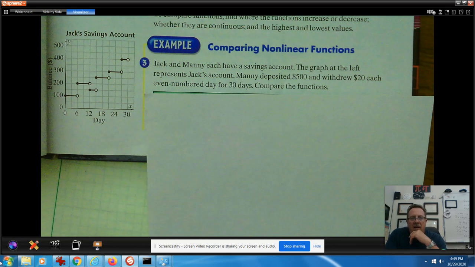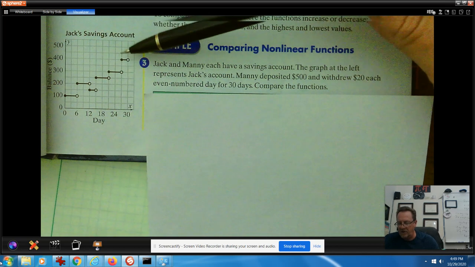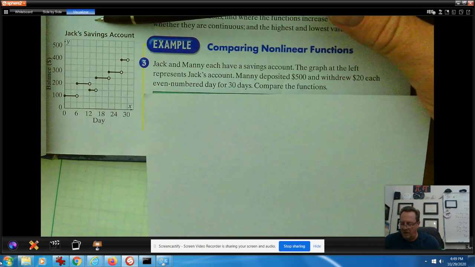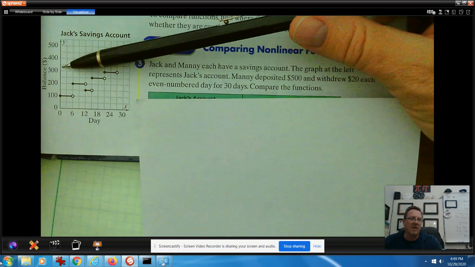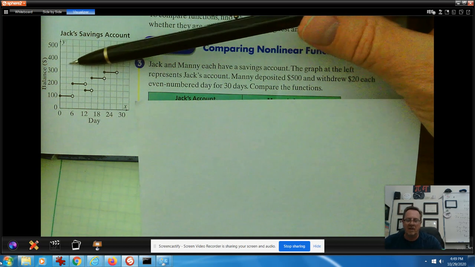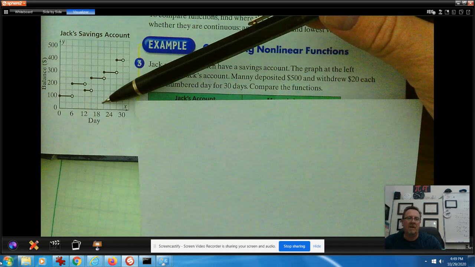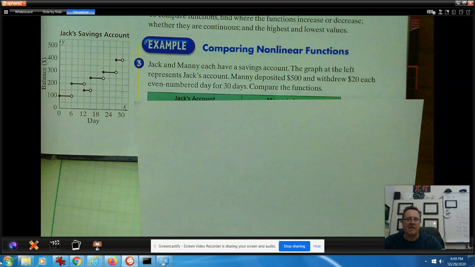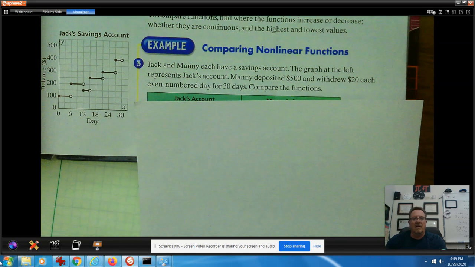to compare the functions. I'm going to look at this table and try to figure out what's going on with Jack's savings account. Hopefully you can see that over on the left side is the balance of his savings account, and across the bottom it's talking about the number of days. It looks to me like they've probably put all 31 possible days in a month on the bottom. So the question is, how much money did Jack start with at the beginning of the month?